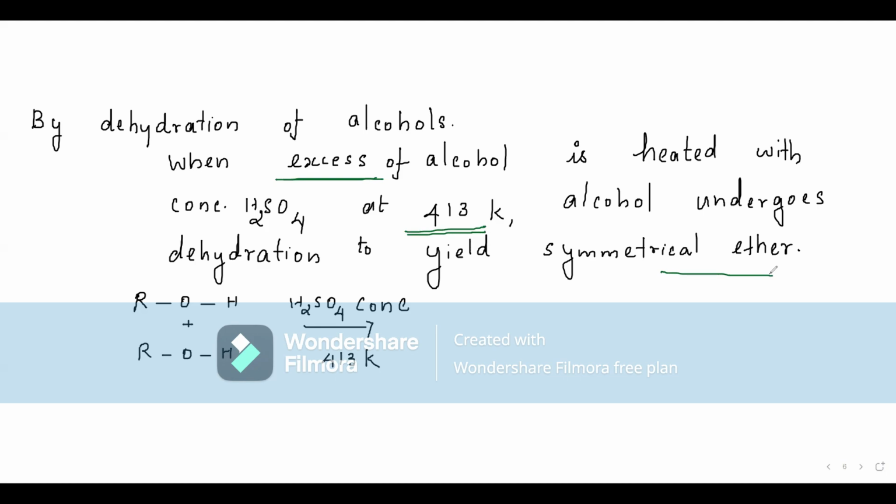Alcohols undergo dehydration to give us symmetrical ethers. Now, how is water removed? From one of the alcohols, just remove H, and from the other one, OH, you are eliminating a molecule of water. Now, what remains there is ROR, which is a simple or a symmetric ether.